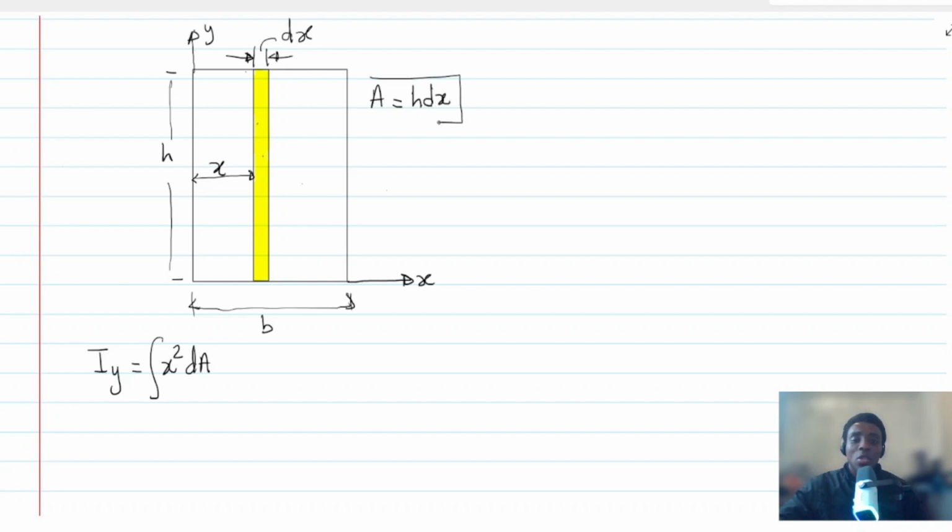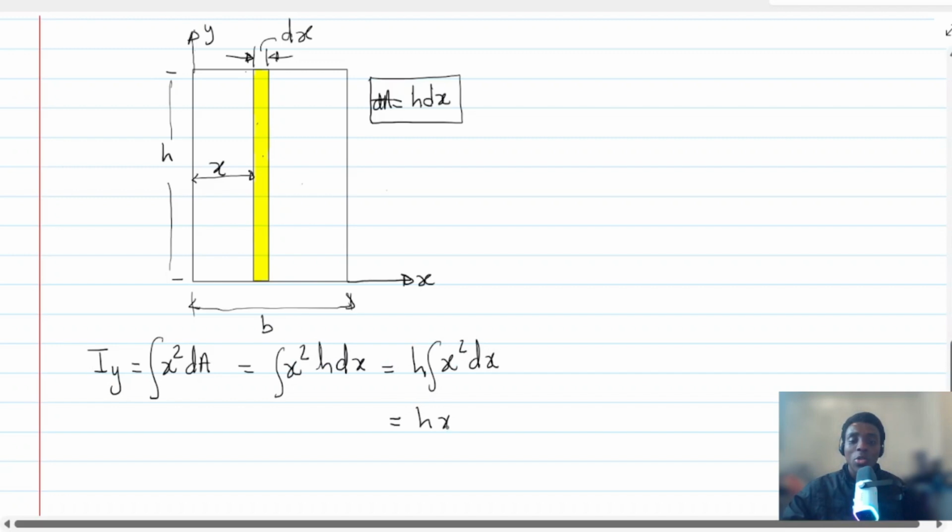Okay, so that is the dA. So it's going to be pretty much straightforward. X squared h dx, and h is a constant, is going to come out. So we've got integral of x squared dx, and this is going to be pretty much straightforward. So it's going to be x cubed divided by 3 all the way from x equals 0 to x equals b.